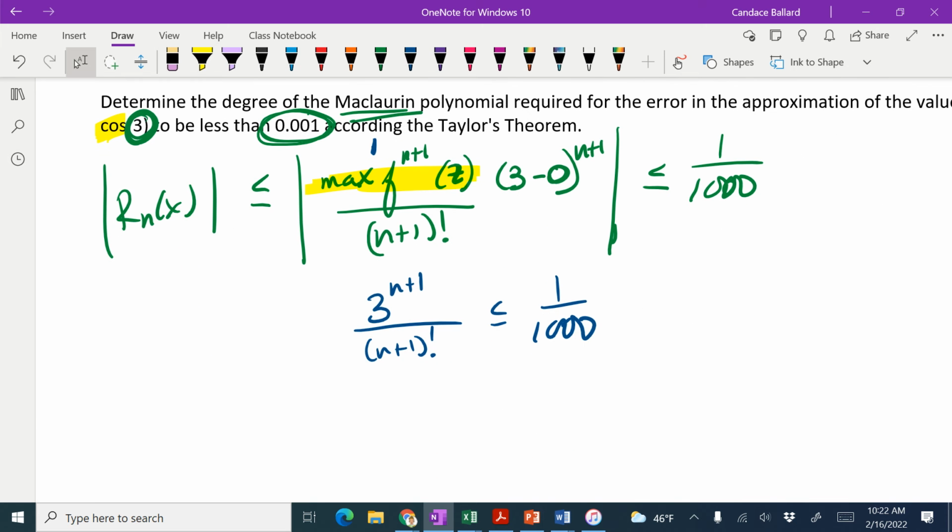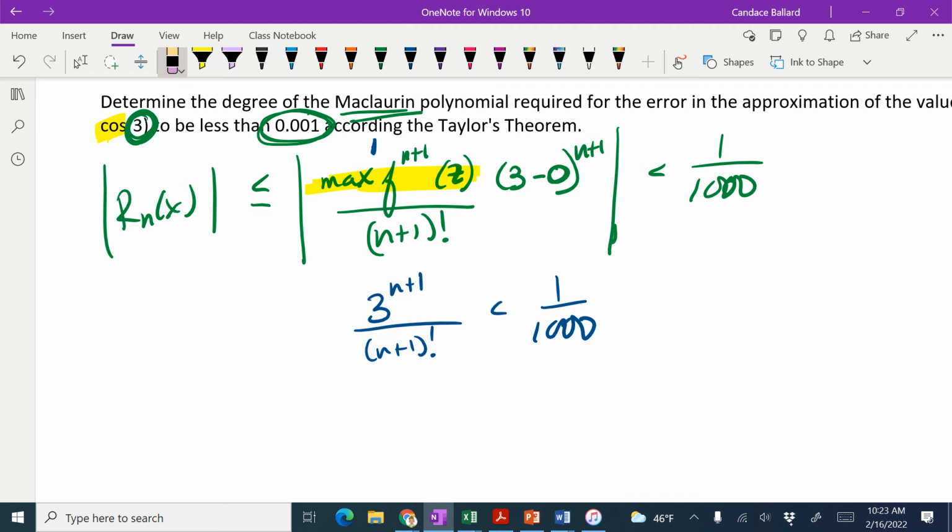Actually, I take that back. It's not less than or equal to, it's just less than. The remainder is less than or equal to, but we want it to be strictly less than 1 over 1000. We could probably manipulate that and get some decimal points going on, but what I'm going to do is practice some algebra. I'm going to make it look a little bit nicer.